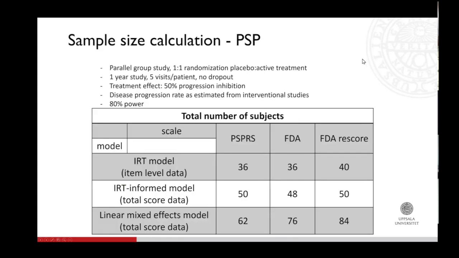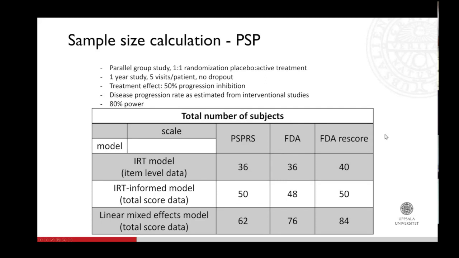We can do sample size calculations for trials here too. A parallel group study, very similar in simulation setup. But in this case, a 1-year study, since PSP has a more rapid progression rate, so a 1-year study might be sufficient. And here we look at a 50% progression inhibition. The progression rate was for PSP as a whole, based on those interventional studies, assuming that a new study would maybe choose a similar recruitment strategy. And what we can see here is that if we look at the IRT model, you need a similar number of individuals regardless of which items you include in the scale.